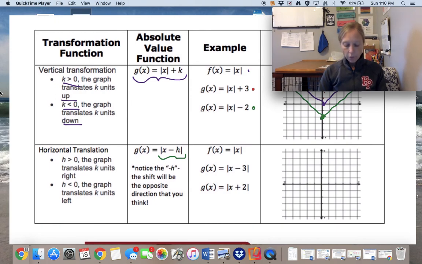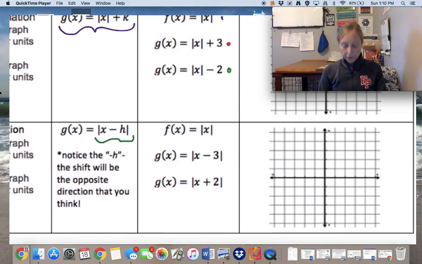Okay, look at our formula for horizontal translations. We can see it's x minus h. Notice that minus h. The shift is going to be the opposite of what you are expecting it to be, okay, because it has that negative there, that opposite there. Let's look at that more carefully with these couple examples.